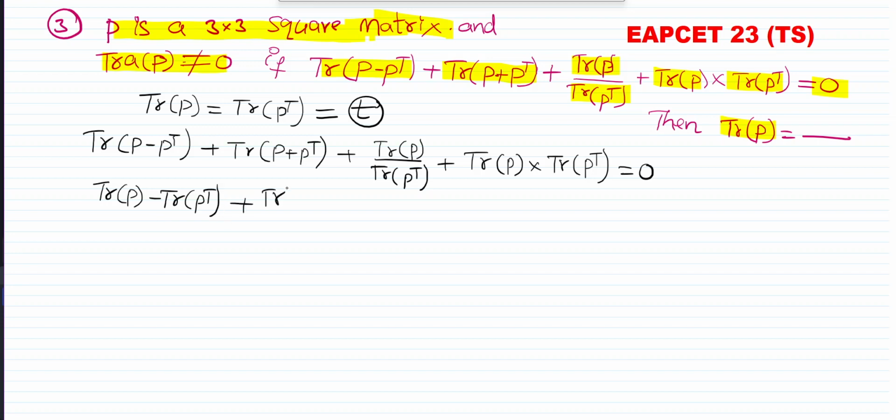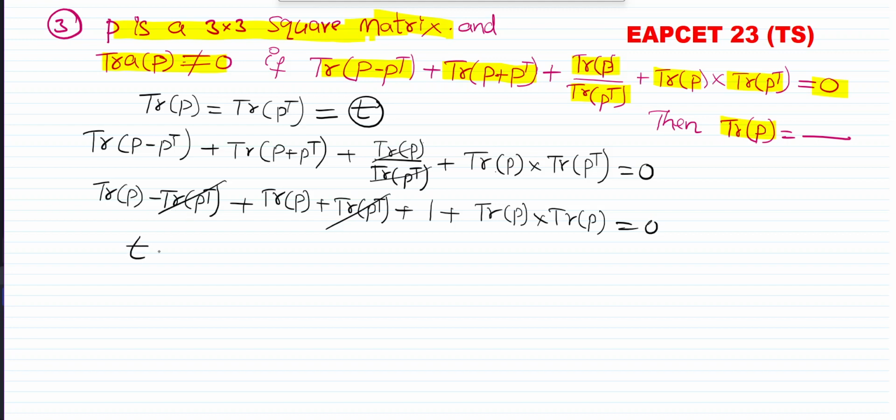Trace of P plus P transpose is trace P plus trace of P transpose. Trace P by trace P transpose, both are the same, so that is 1. Plus trace P into trace of P transpose. Here trace P minus trace P transpose cancels, trace P plus trace P transpose is T plus T, plus 1, plus T square is equal to 0. This is T square plus 2T plus 1 is equal to 0. From this, T plus 1 whole square is equal to 0.